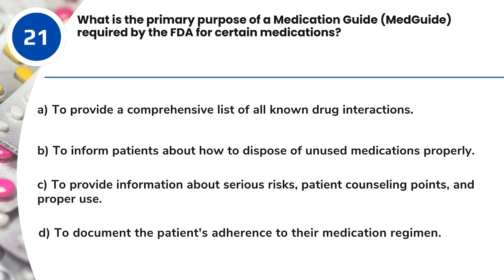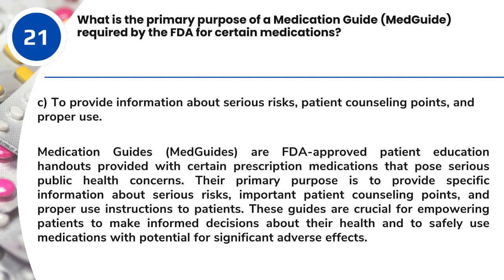Question 21. What is the primary purpose of a medication guide, med guide, required by the FDA for certain medications? A. To provide a comprehensive list of all known drug interactions. B. To inform patients about how to dispose of and use medications properly. C. To provide information about serious risks, patient counseling points, and proper use. D. To document the patient's adherence to their medication regimen. Answer: C. To provide information about serious risks, patient counseling points, and proper use.